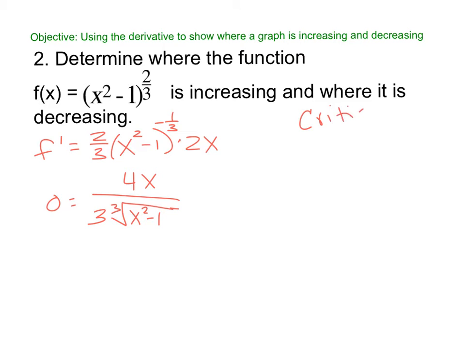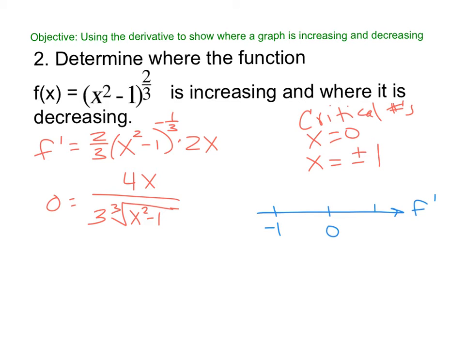Critical numbers are where the top equals 0, but we also need to check where the denominator equals 0, plus or minus 1. All right, so I'm going to make my number line. So I've got -1, 0, and 1.